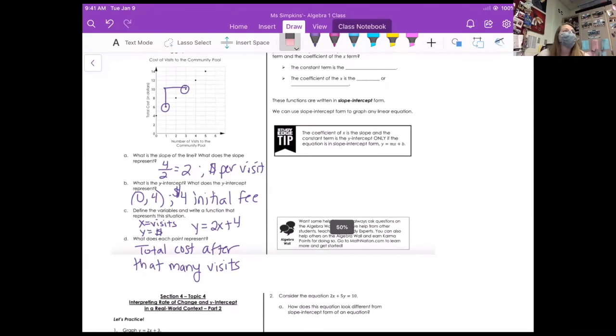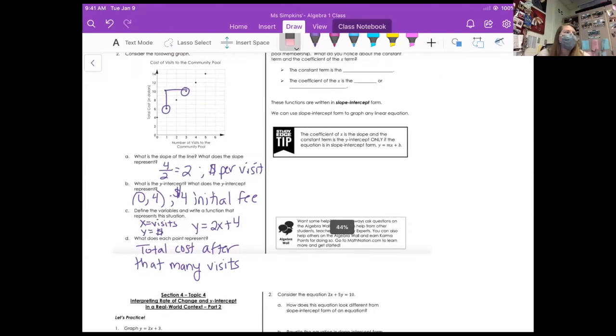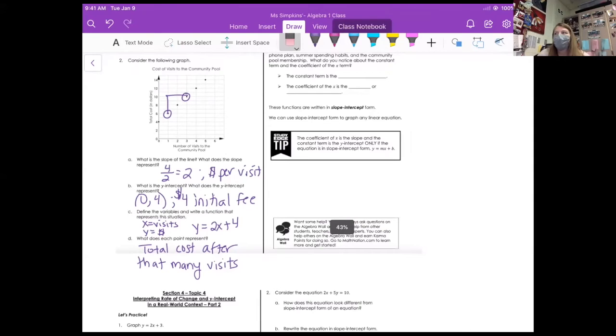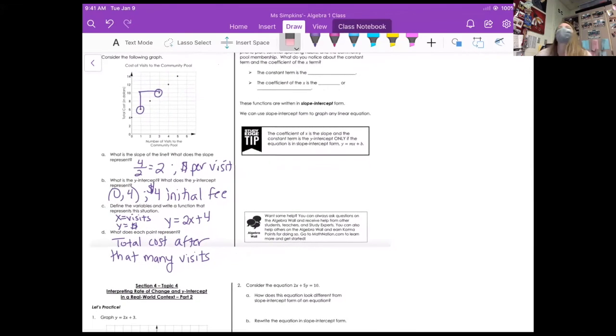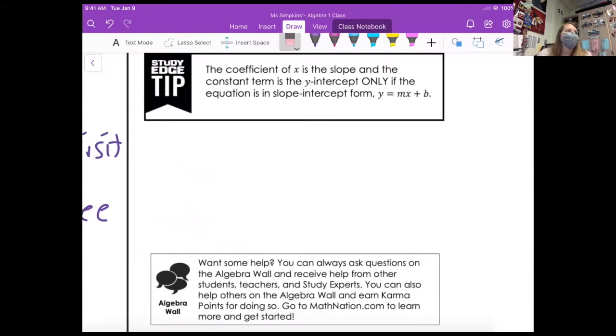Okay, so the next thing that I write down, you need to underline it, star it, something. This is the most important thing that I've taught you so far. Hopefully, if you had an amazing math teacher last year, they taught you this. If not, don't tell me. Just say, yeah, they taught me that. Okay. y equals mx plus b.